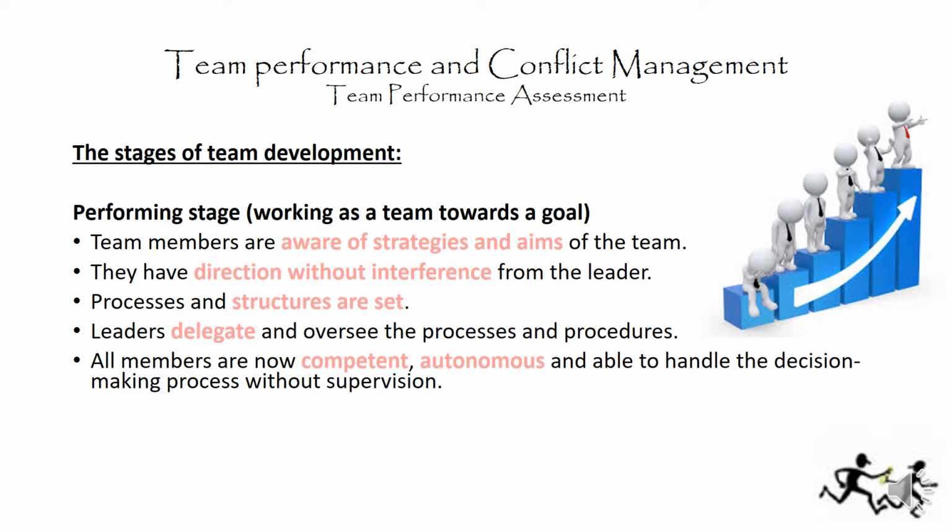All team members are competent, so they know what they are supposed to be doing. They know what their job is. They are autonomous. In other words, they can work on their own. They don't need to be checked on all the time. And they're able to handle the decision-making process without supervision 24/7. They are able to do their jobs well, and they can work on their own. They don't need the team leader to stand behind them and motivate them to do their job.